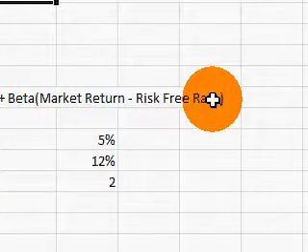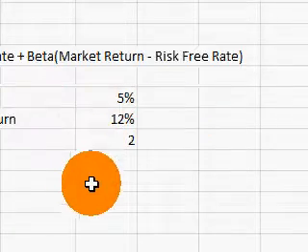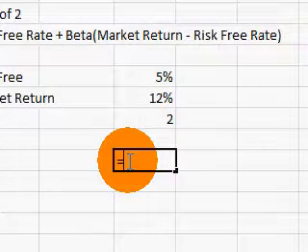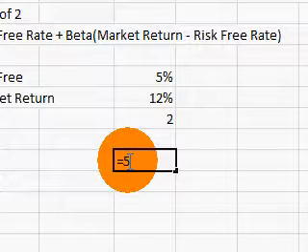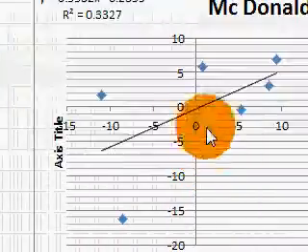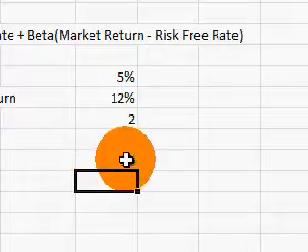Okay, so let's walk through the example they have with a beta of 2. If I say equals, in this case, we have 5 plus 2 times the difference between 12 minus 5, which is the 7%. And it looks like we want the correct formula, so we'll say yes. So that's where we come up with a return of 19%.